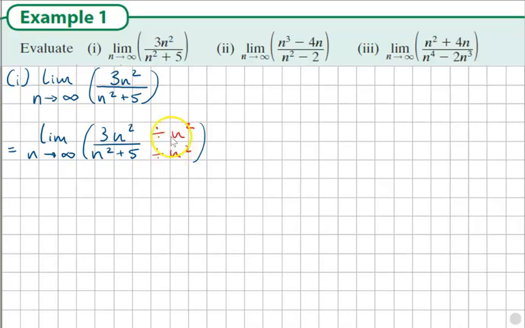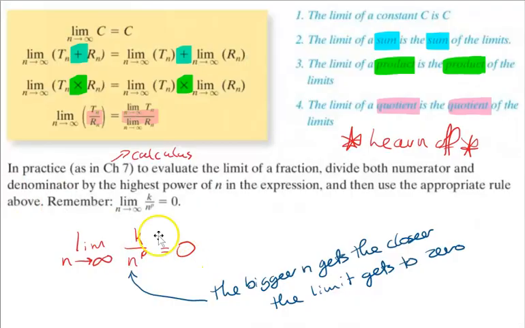The reason I'm doing that is because I want this 5 to be in this format. So k over n to the power p is equal to 0. We know this because this was a statement that we had to learn off. It's from the previous video, part 1. So we want to get the 5 in this format. Once we have it in this format, if n is approaching infinity, this denominator will be approaching infinity. As this gets bigger and bigger, it doesn't matter what the k and the p are, we know that we're approaching 0.